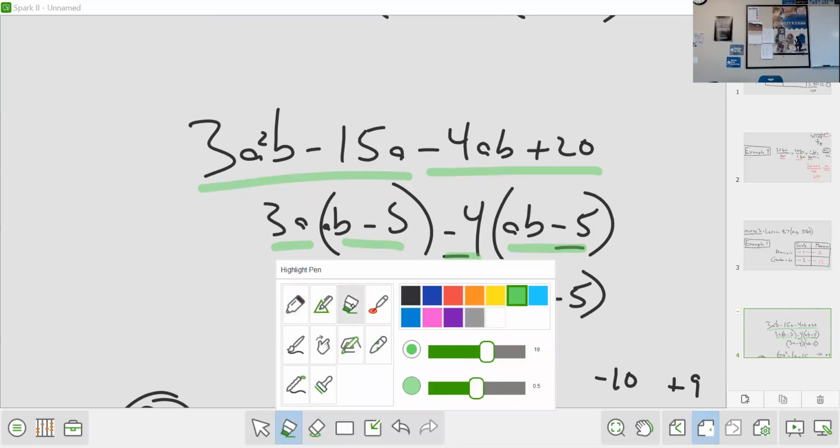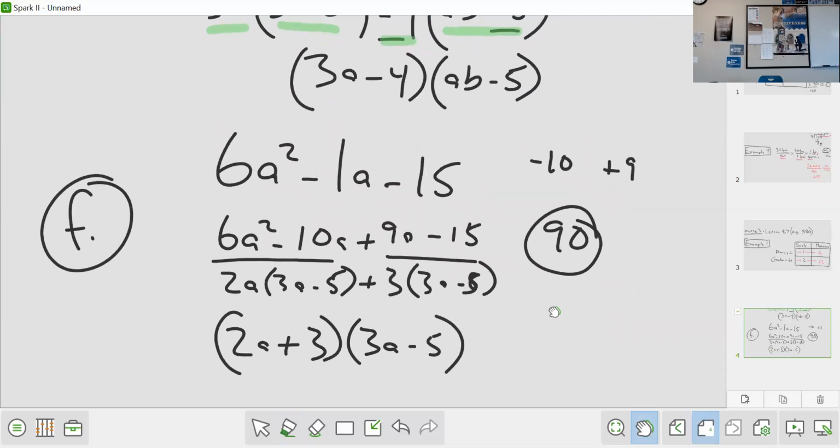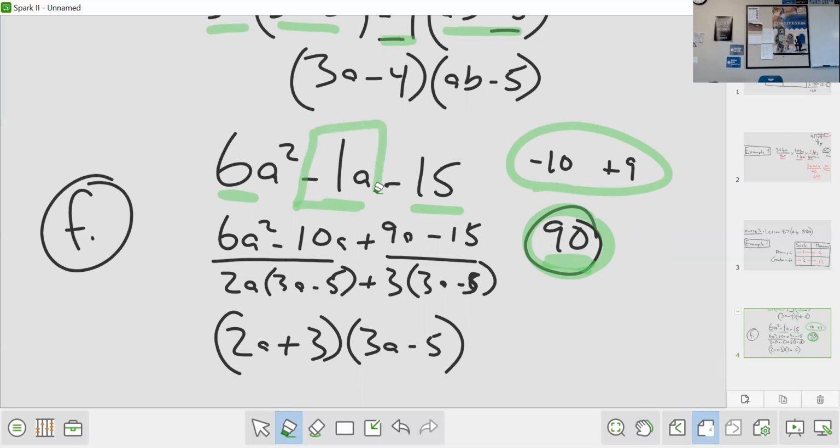All right. Let's look at the next one. This was another one that was tricky. Okay. This is one of those ones with 3 terms. And remember, I have to use the A term and the C term, multiply them, and that's how I get the 90. And then I have to ask myself, what 2 numbers, when I multiply them, give me this 90, but when I add them, it gives me this -1 right here. And we realized it was going to be a -9 and a +10. So that's how we went from this to this.